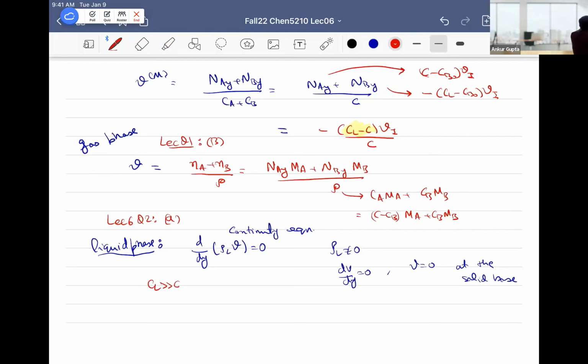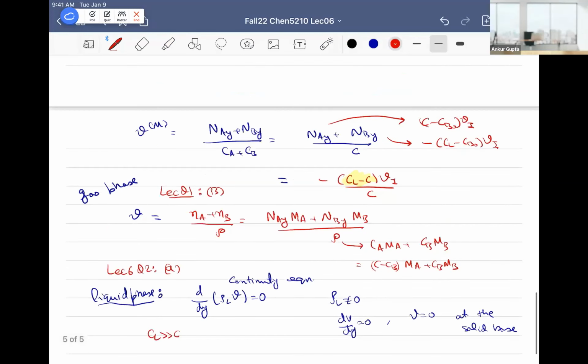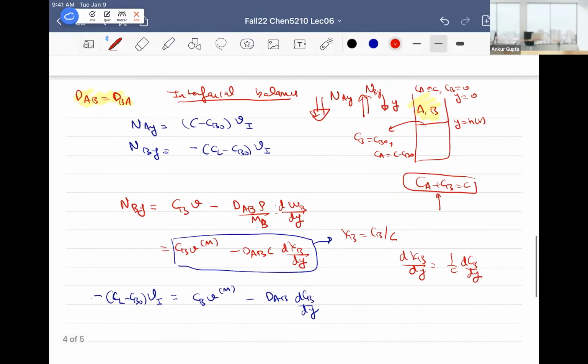So what Noah was saying is, well, they're opposite in each direction, but can't they cancel each other out? But let's look at NAY. NAY is C minus Cv naught. So that's kind of like a gas phase molar density multiplied by velocity. Whereas for NBY, I have a liquid molar density multiplied with the velocity. The flux of B is much higher than the flux of A, right? Because the molar density is much higher in the liquid. So these arrows are deceptive in that sense.